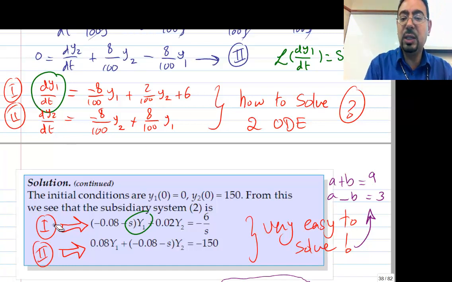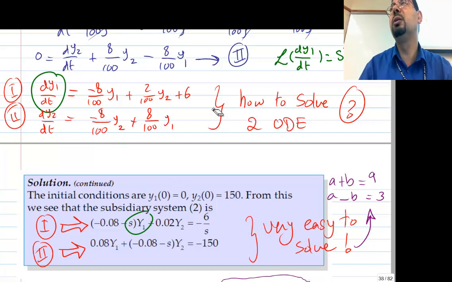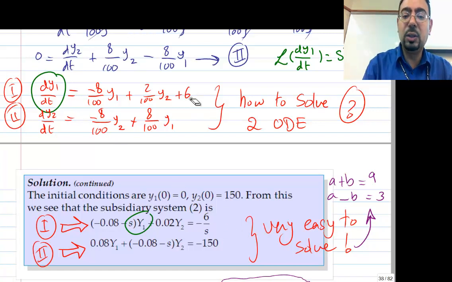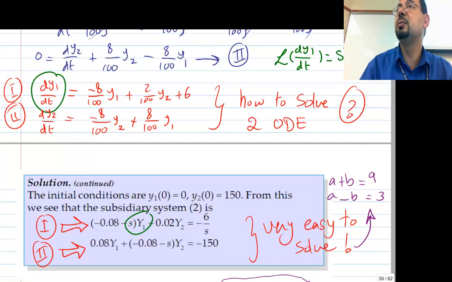And this equation is now this equation. And that's what you will have to do in the homework. You will take the constant and make it constant over s. You will take y2 and make it capital Y2, y1 capital Y1. The derivative becomes s times Y minus the constant. And let's do the second equation.